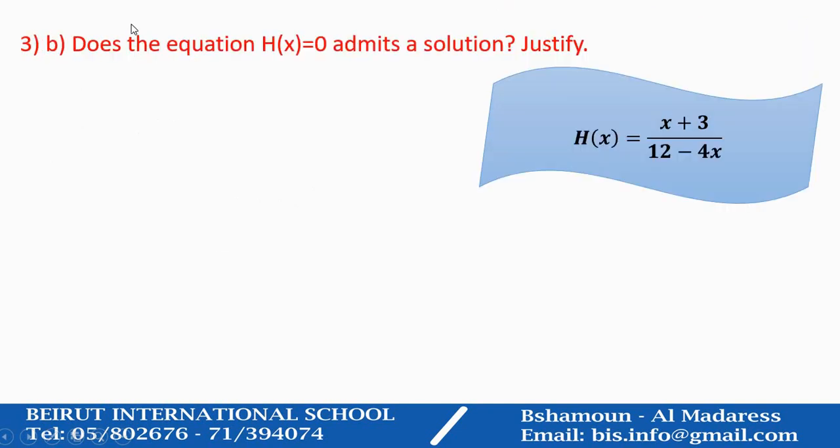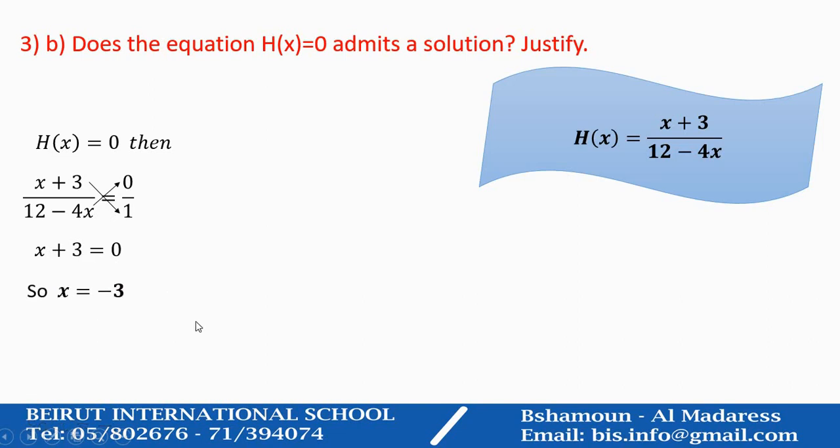3b. Does the equation h of x equal to 0 admit a solution? Justify. Let us remember that h of x is x plus 3 over 12 minus 4x. Put it equal to 0. And then do cross multiplication, x plus 3 multiplied by 1 and 12 minus 4x multiplied by 0. So x plus 3 equals 0. So x is equal to minus 3.